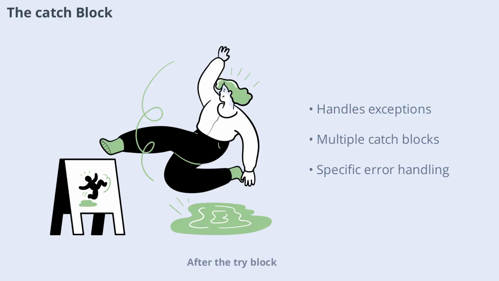After the try block, the catch block is where you handle exceptions that may have been thrown. You can have multiple catch blocks to handle different types of exceptions, such as divide by zero exception or index out of range exception. The first catch block that matches the exception type will handle it. This allows you to provide specific responses for different error conditions, making your error handling precise and effective.